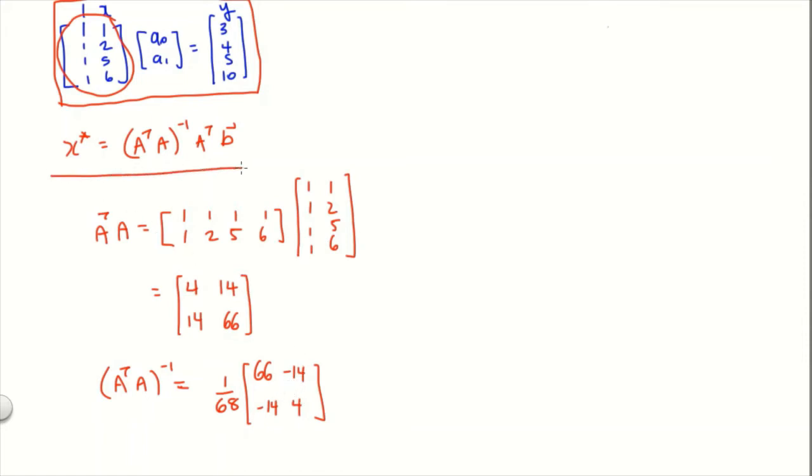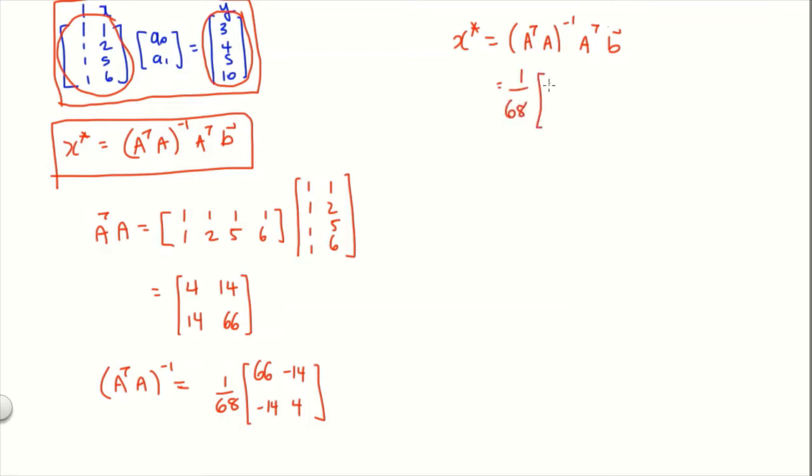Now let's go back to our formula for X star, and we'll start putting all the pieces together. We'll have to take this inverse that we've just found, multiply it by A transpose, and then by b, which in this problem is the vector which contains our constants over on the right side. All right, so this is going to look like 1 over 68 times this little 2 by 2 matrix times A transpose times the matrix B, which is the one that records our y values.